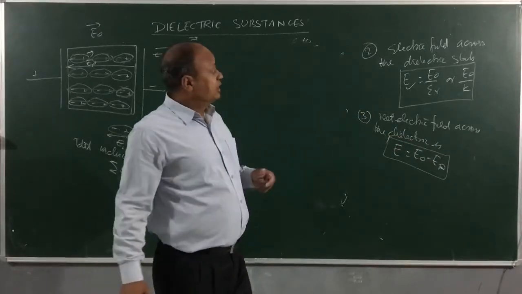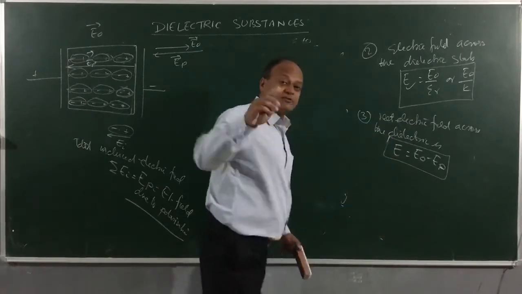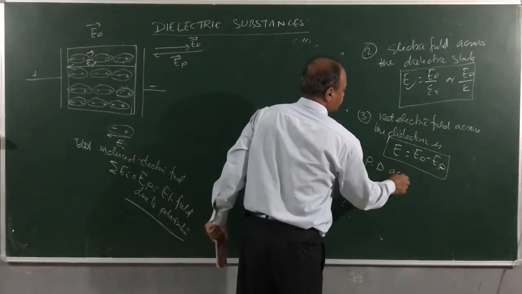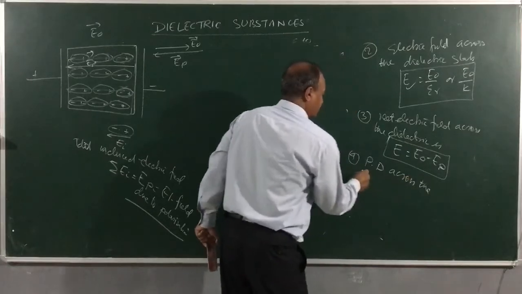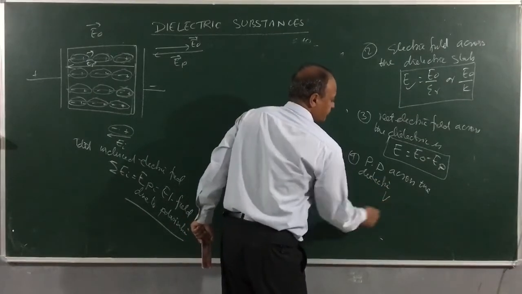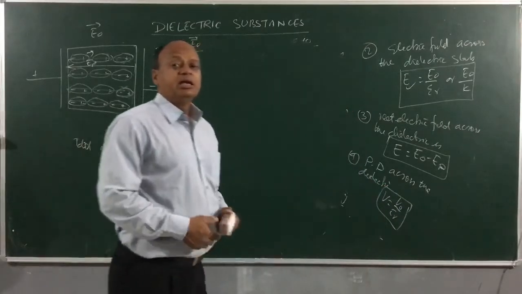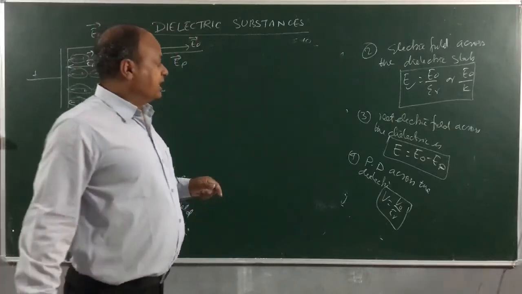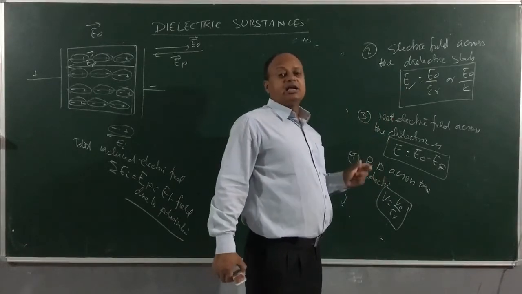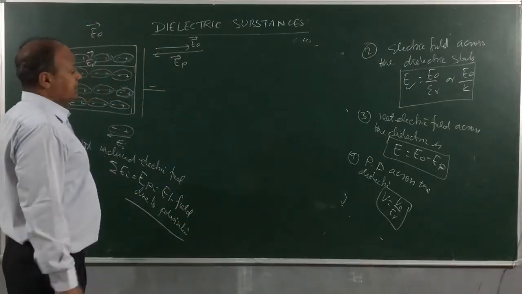Now, children, since the electric field is becoming 1 upon epsilon r times, the potential difference will also decrease by the same amount. Number 4, potential difference across the dielectric is V equals V naught by epsilon r. So the potential difference also decreases by 1 by epsilon r, and this phenomenon is also called dielectric effect. We will be seeing this effect in the case of a capacitor as well. So these are important points that you have to know.